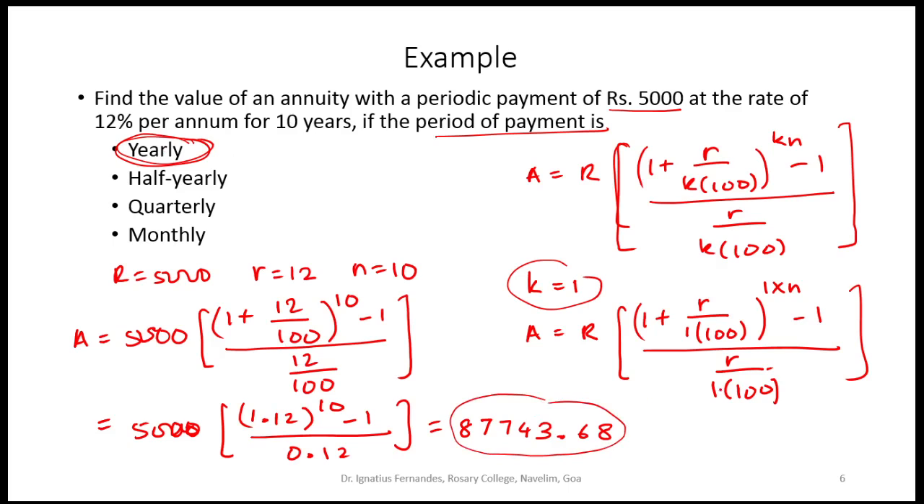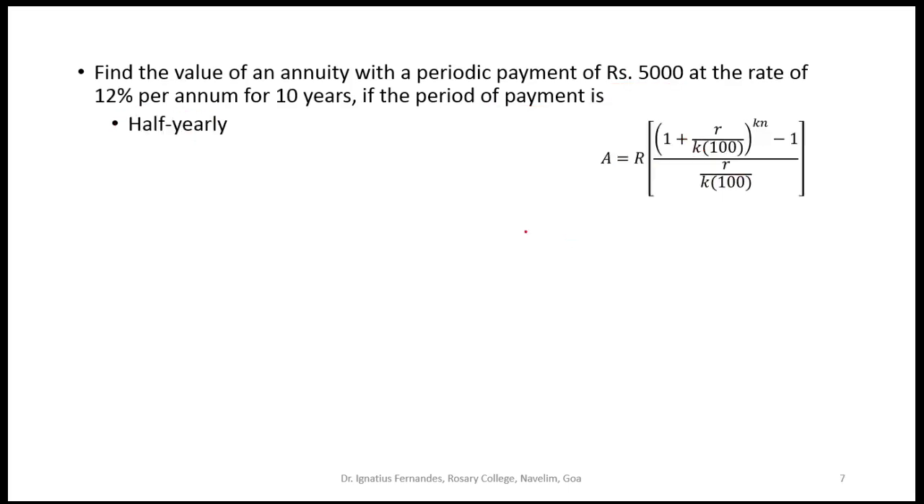87,743.68. Now let us say I want to calculate it half yearly. So if it is half yearly, then accordingly what I have to do is, in this formula I have to put K equal to 2.